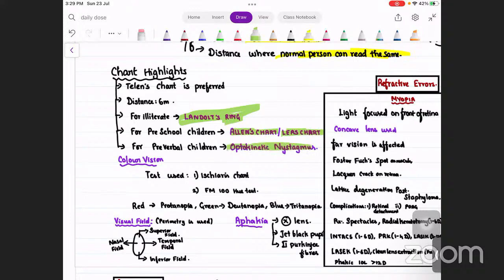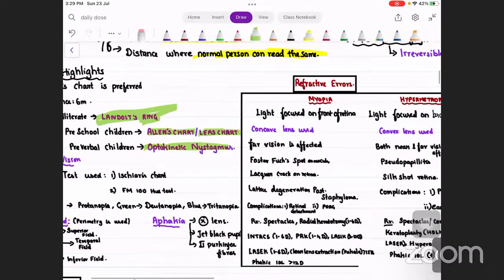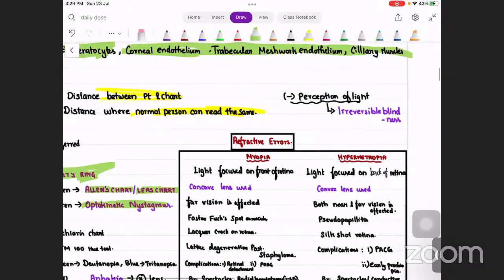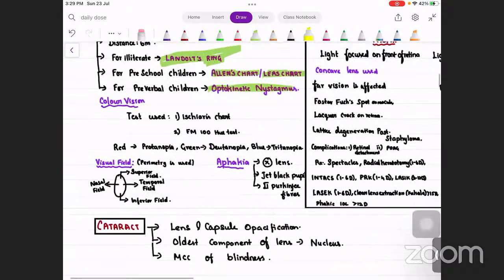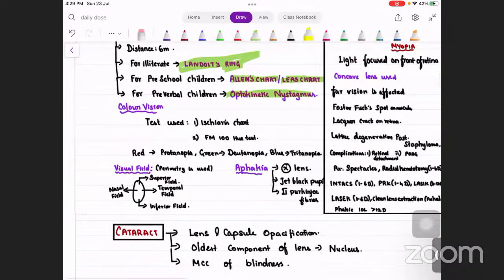Okay, apart from that, how do you call a lack of vision? Whenever the person has an impaired perception of light, then it is irreversible blindness. When do you call it irreversible blindness? Whenever the person has an impaired perception of light.